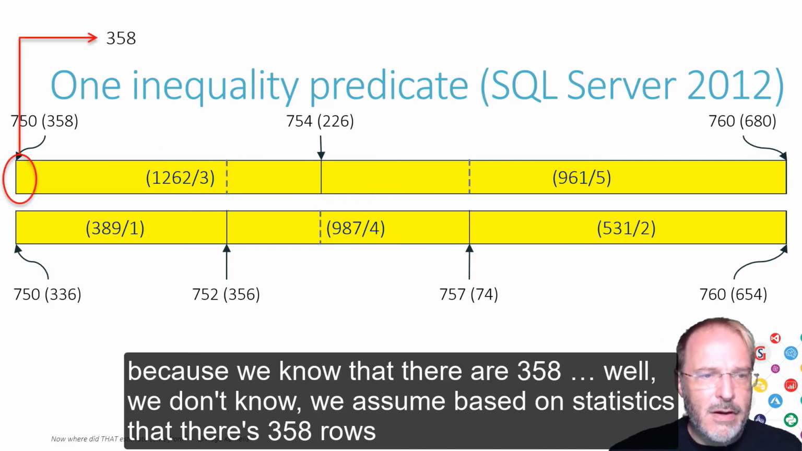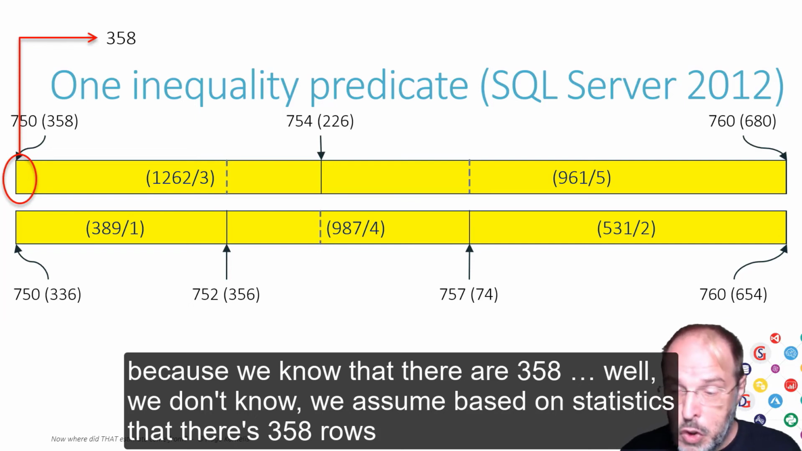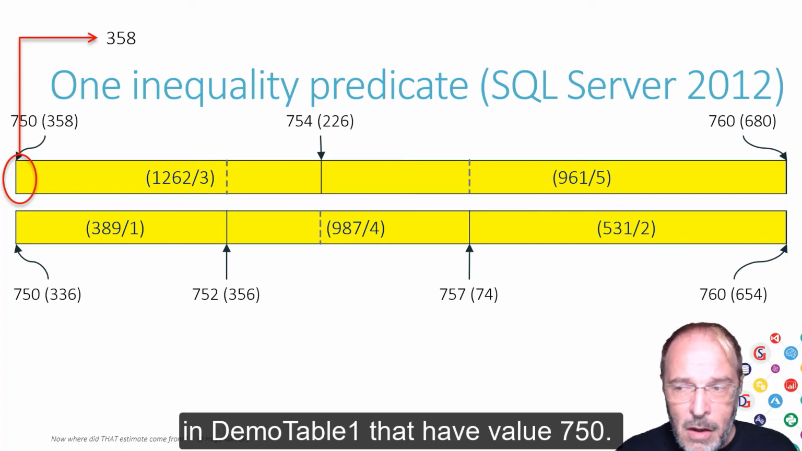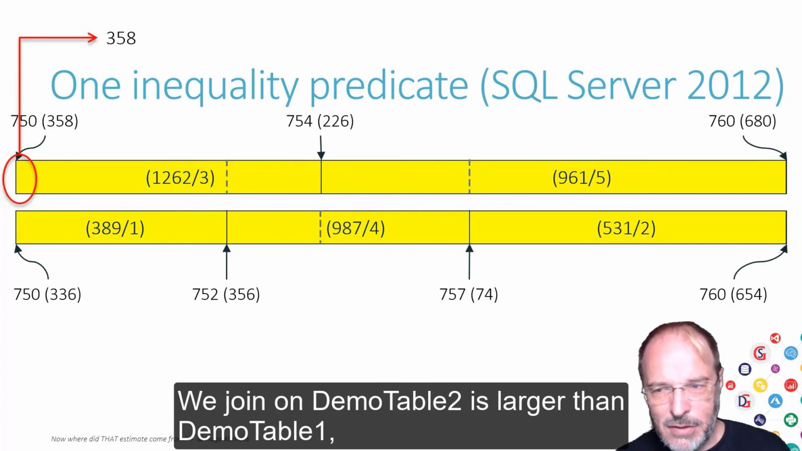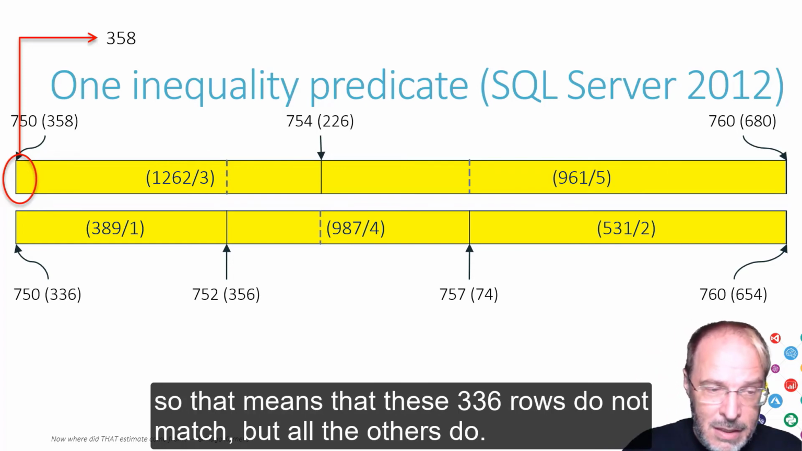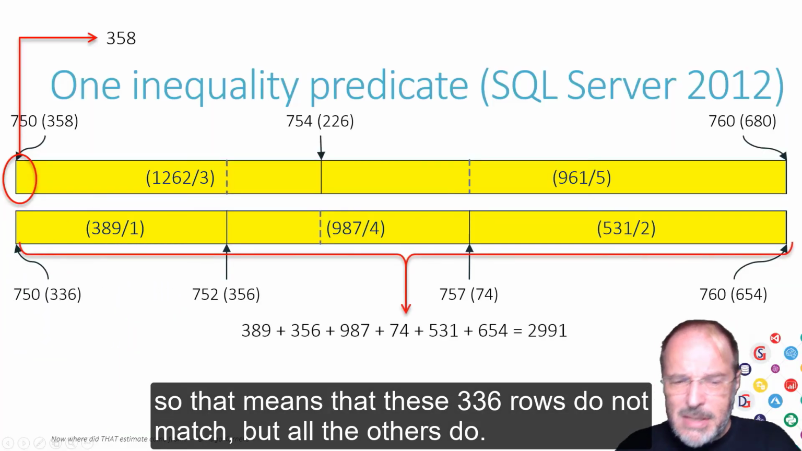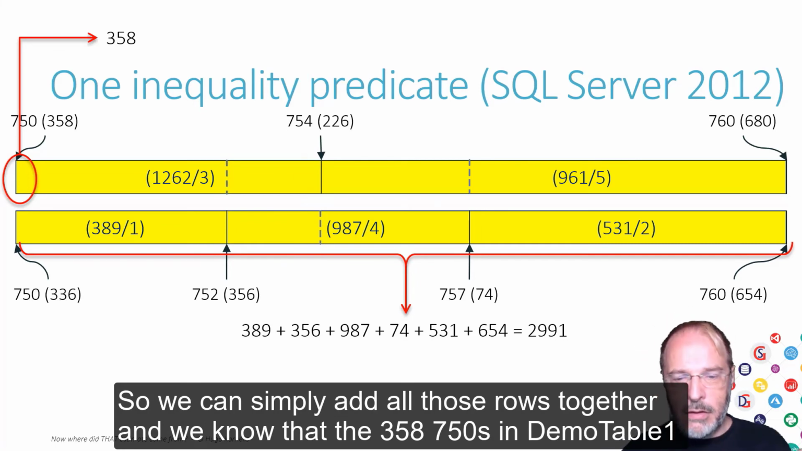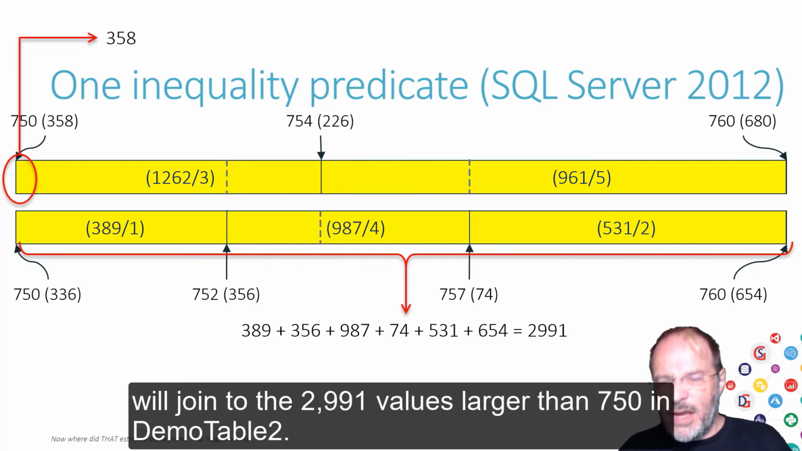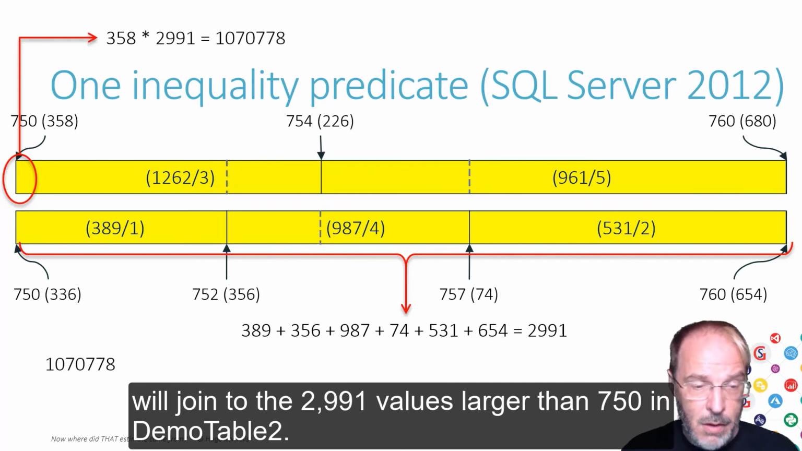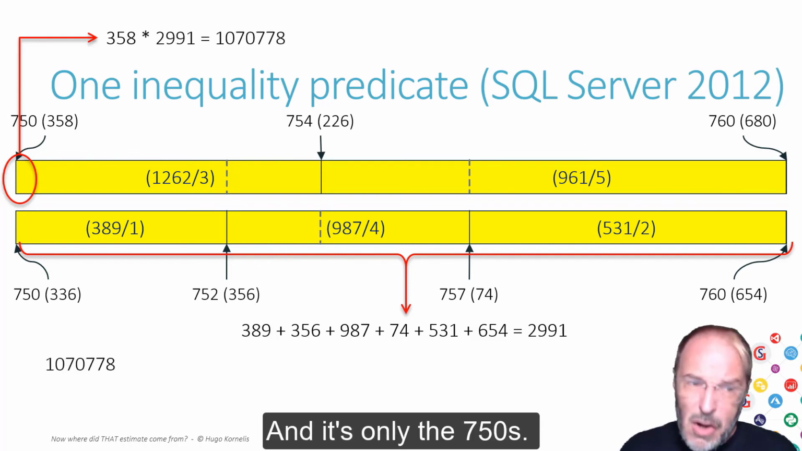Because we know that there are 350 rows, well, we don't know, we assume based on statistics that there's 358 rows in demo table 1 that have value 750. We join on demo table 2 is larger than demo table 1, so that means that these 336 rows do not match, but all the others do. So we can simply add all those rows together, and we know that the 358 750s in demo table 1 will join to the 2,991 values larger than 750 in demo table 2. That's a large number. And that's only the 750s.